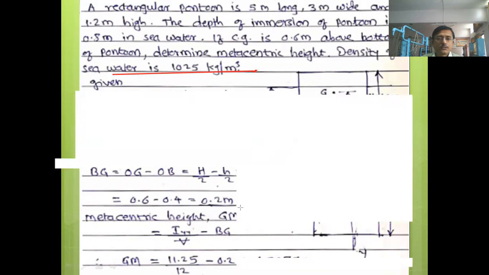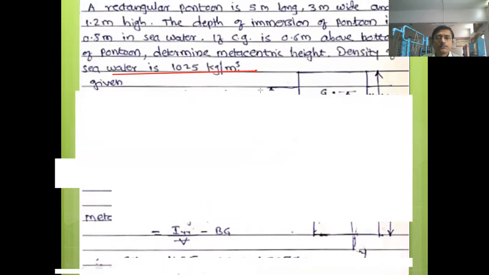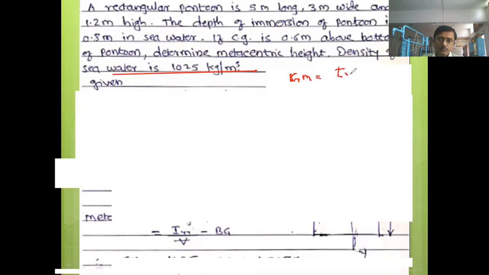For understanding it in a better way. What is the formula to find out the metacentric height? Metacentric height GM is equal to IYY divided by volume of water displaced by the object minus BG, right? So here we should know all these values. Then we can find out what is the value of GM.